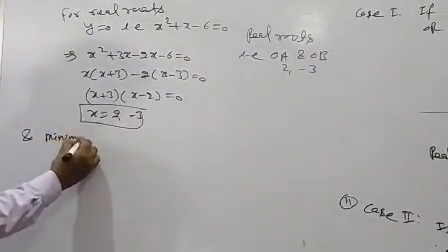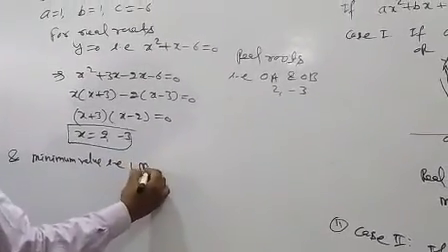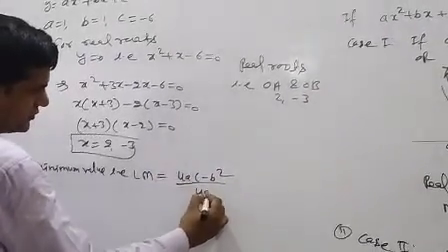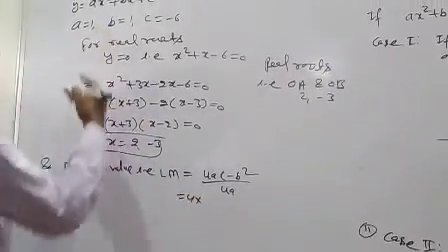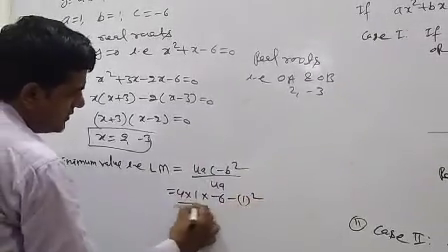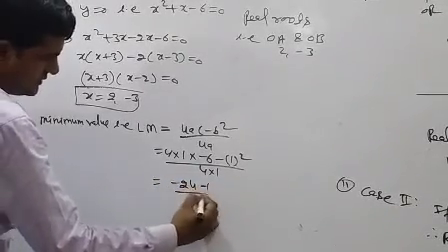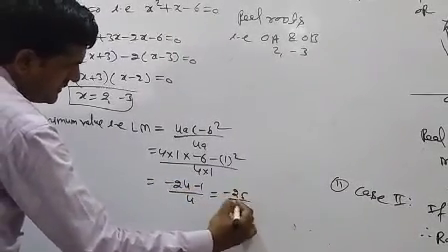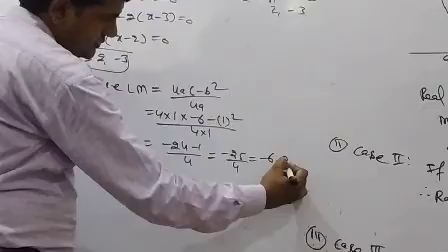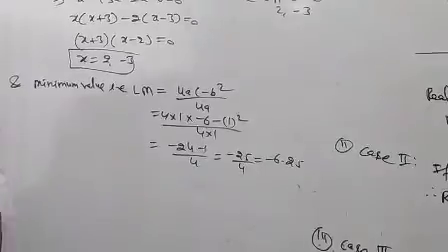Minimum value, that is LM, is equal to what? 4ac minus b square upon 4a. a is equal to 1, c is equal to minus 6, b is equal to 1 square, whole upon 4 into 1. Means 24 minus 1 by this is equal to 25 by 4. Clear? After that, minus 6.25, because 4 sixes are 24, 4 twos are 8, 4 fives are 20. Clear?